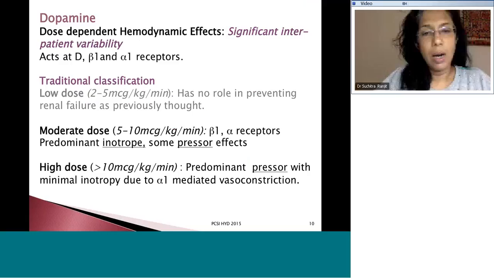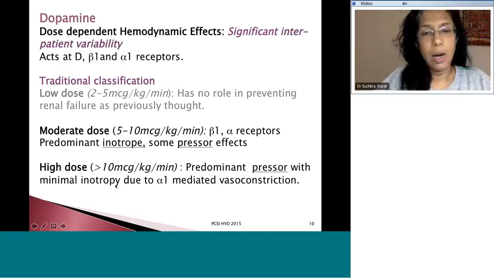And because it has a dose-dependent effect, at low dose it has just very mild vasodilatation, but no role in preventing renal failure as previously thought. At moderate dose, it acts on beta-1 and alpha receptors, but it's a predominant inotrope with very minimal pressor effects. At higher doses, more than 10 mics, it is a predominant pressor with minimal inotropy.